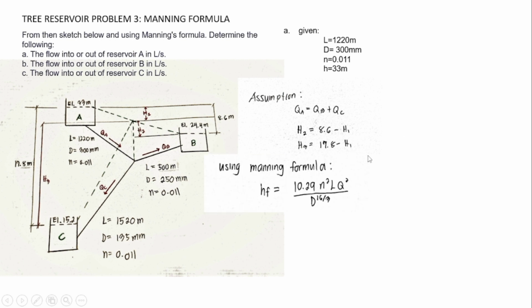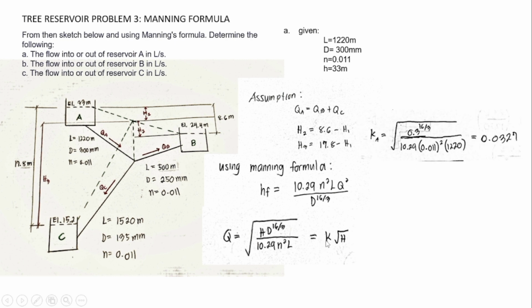Using Manning formula, HF is equal to 10.29 n squared L Q squared all over diameter raised to 16 over 3. Rearrange the formula so that we can solve for Q. Since all of these have a constant value, we can separate it and express it as K. So Q is equal to K times the square root of H. First we're going to solve for Ka.